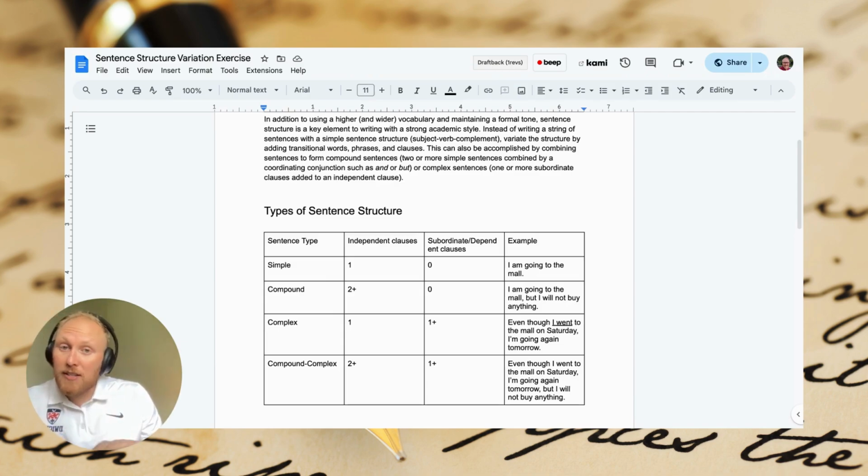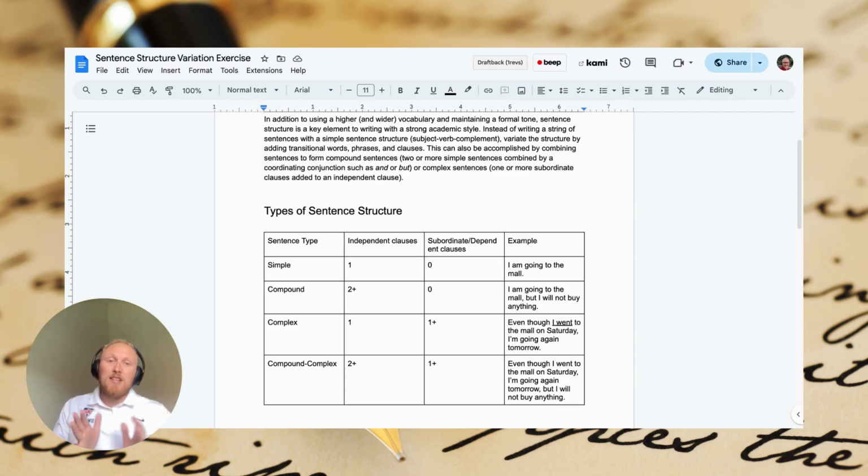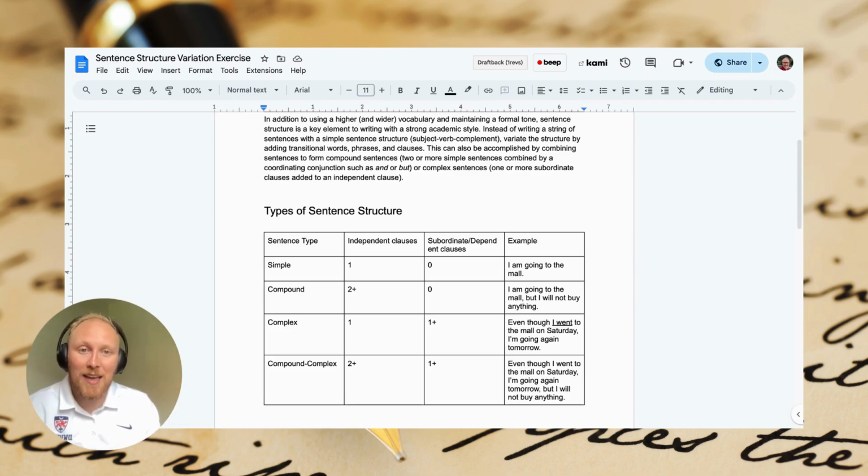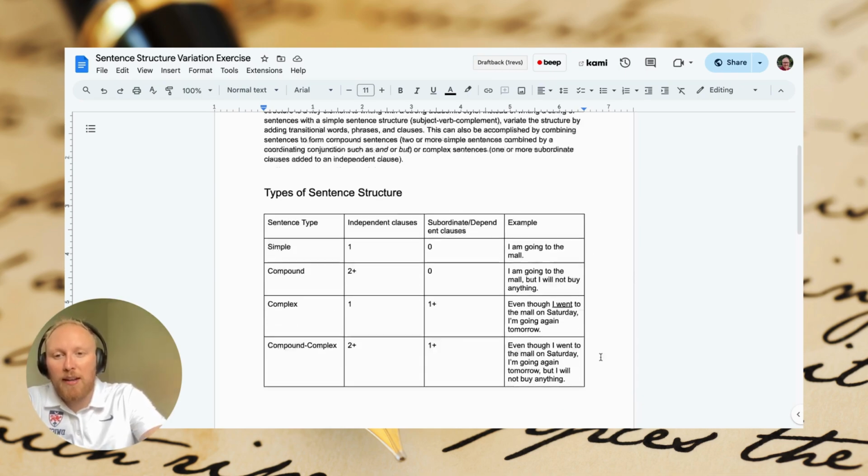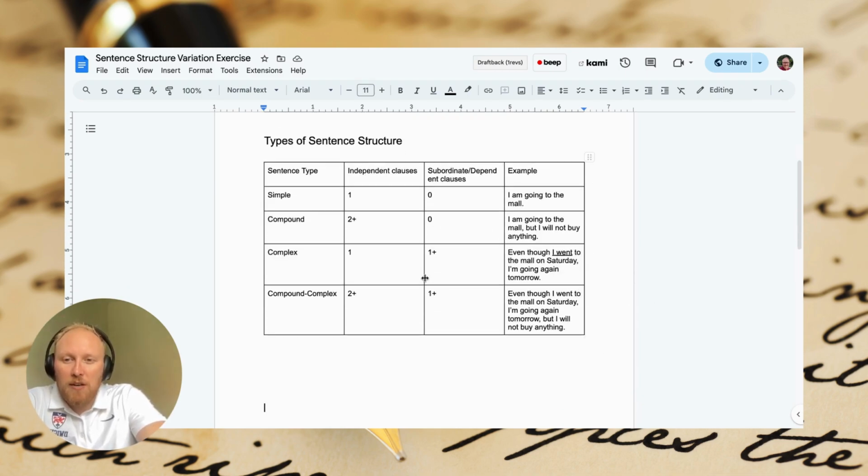An independent clause can stand by itself. It can be its own sentence. A subordinate or dependent clause cannot stand alone by itself. It needs an independent clause in order to make it a complete sentence. So when we talk about different sentence structures, we're really talking about the number of clauses in a sentence and the types of clauses in a sentence. So here's a quick breakdown in this chart for you to see.